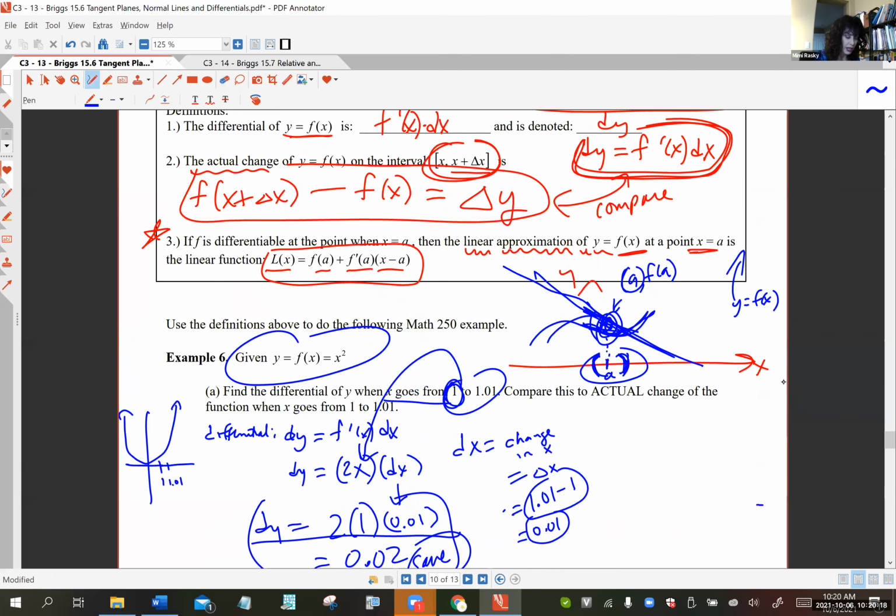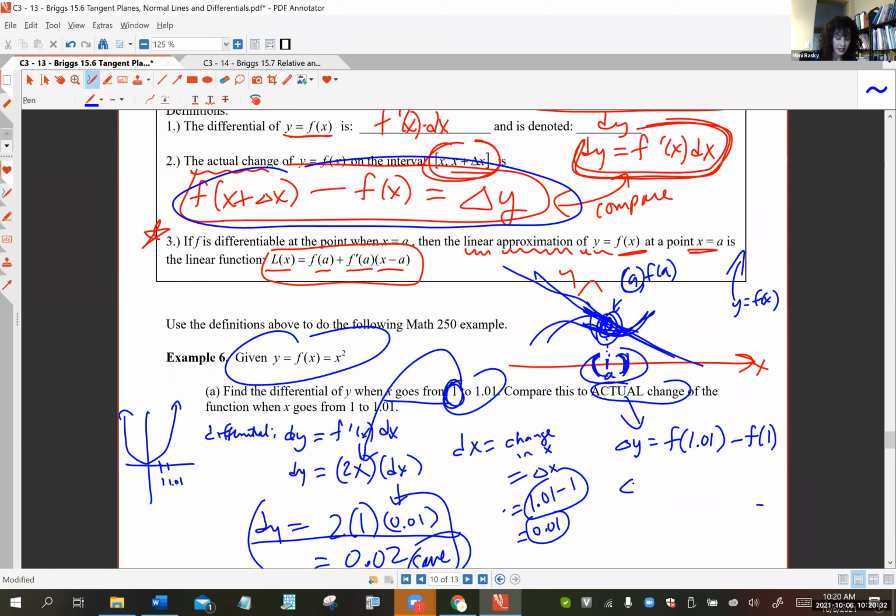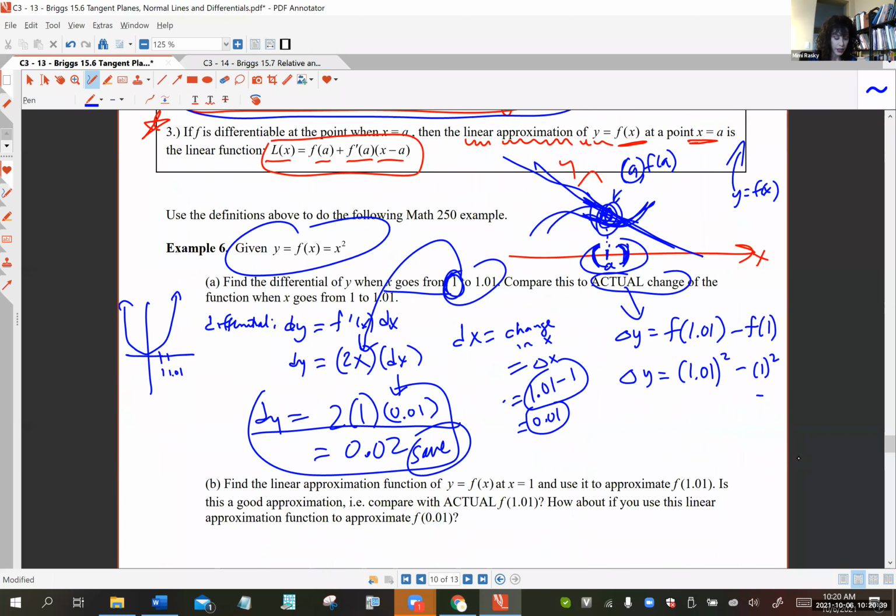If you use the formula for actual change, delta y is going to be f evaluated at the rightmost endpoint minus f evaluated at the leftmost endpoint. And what was y? It was x squared. So now we just go, what's 1.01 squared minus 1 squared? Well, that's 1.0201 minus 1. I get 0.0201. That's the actual change.